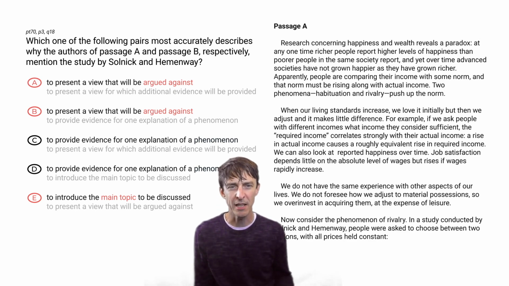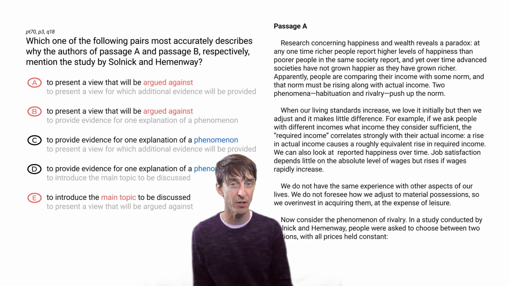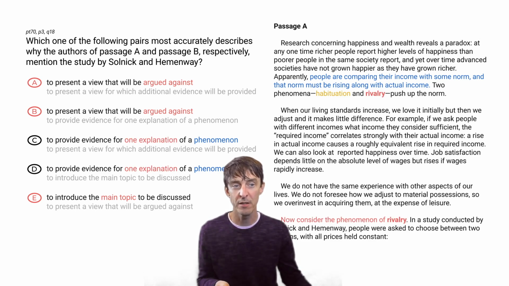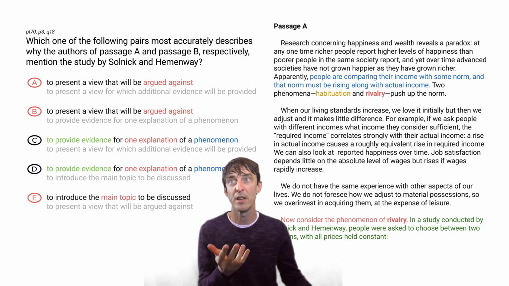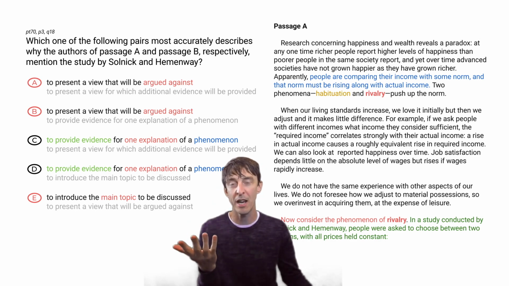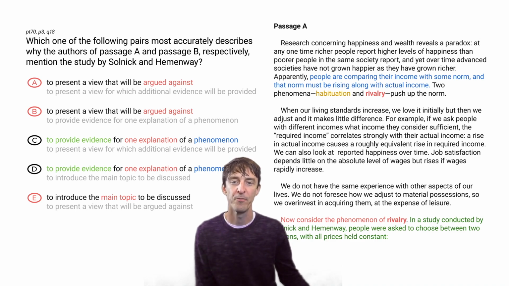Do C and D make sense? Did Passage A bring up this study to provide evidence for one explanation of a phenomenon? Well, the phenomenon being discussed is that people don't get happier even though their income's going up. There are two explanations for that: habituation and rivalry. And this is about rivalry. So it is, the study is evidence for the rivalry explanation of the phenomenon where we don't get happier even though we're making more money. Okay, we can make that work.